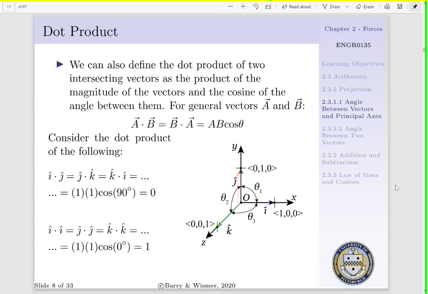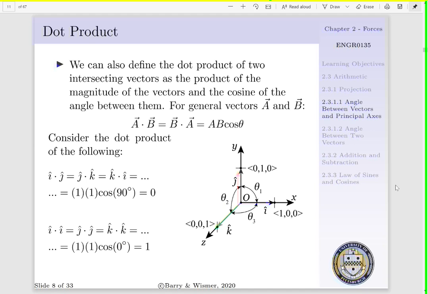Now let's consider the dot product for the following vectors: i hat dot j hat, or j hat dot k hat, or k hat dot i hat. We know the magnitude of each of these unit vectors is unity, but the angle between our x and y, y and z, and z and x axes is 90 degrees, such that the cosine of 90 is equal to 0, and thus the dot product would be equal to 0. That is, we cannot project a vector onto another vector that is perpendicular to it.